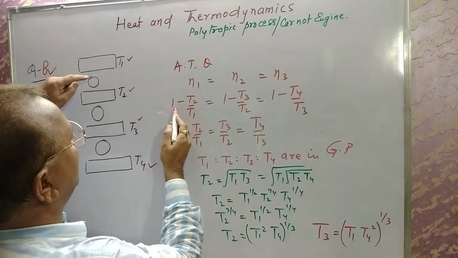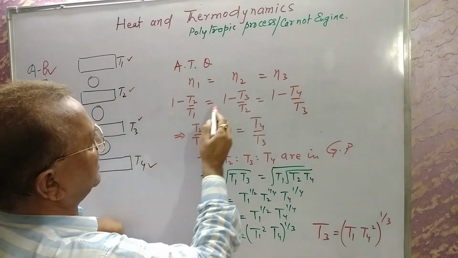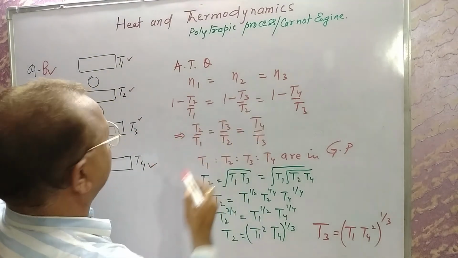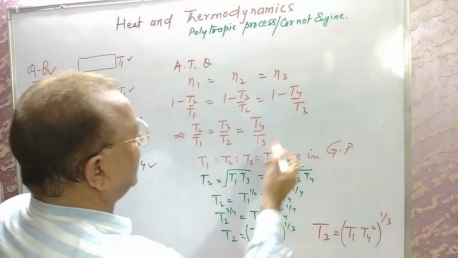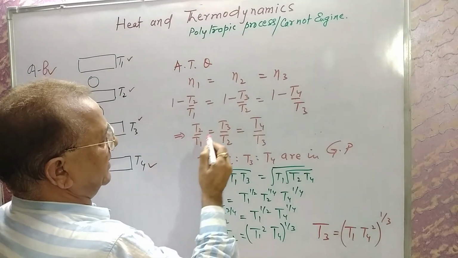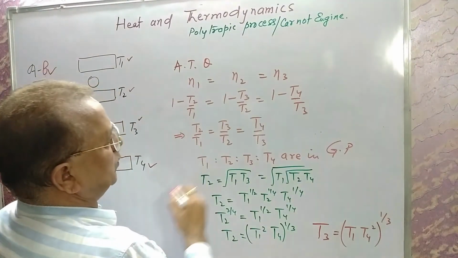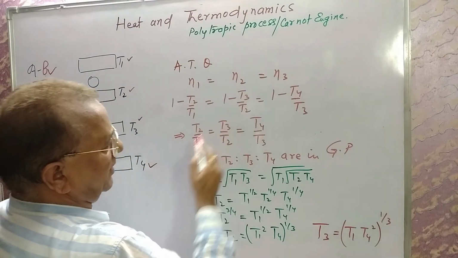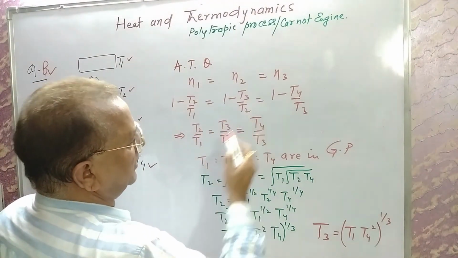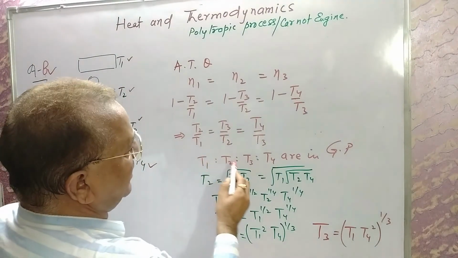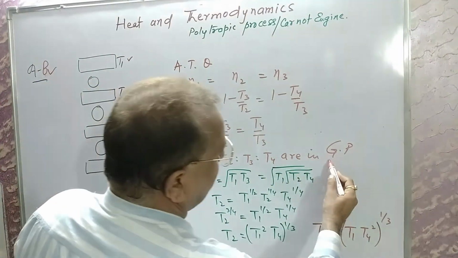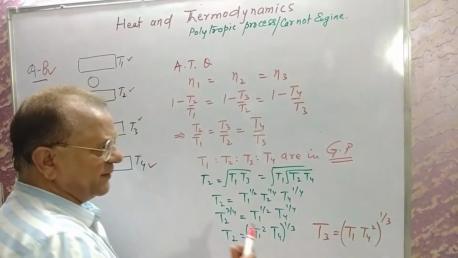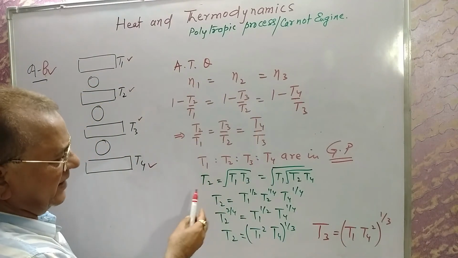Now the first efficiency is 1 minus T2 by T1, then 1 minus T3 by T2, 1 minus T4 by T3, which gives you T2 by T1 equals T3 by T2 equals T4 by T3. That is, T2 square is equal to T1 T3, T3 square is equal to T2 T4. Now T1, T2, T3, T4 are in GP. A little bit of mathematics, and then you can find out different results.